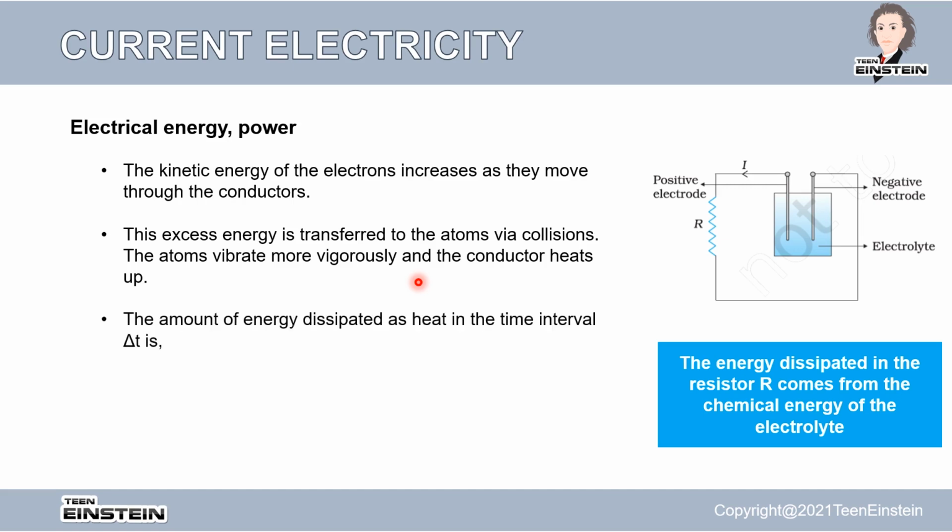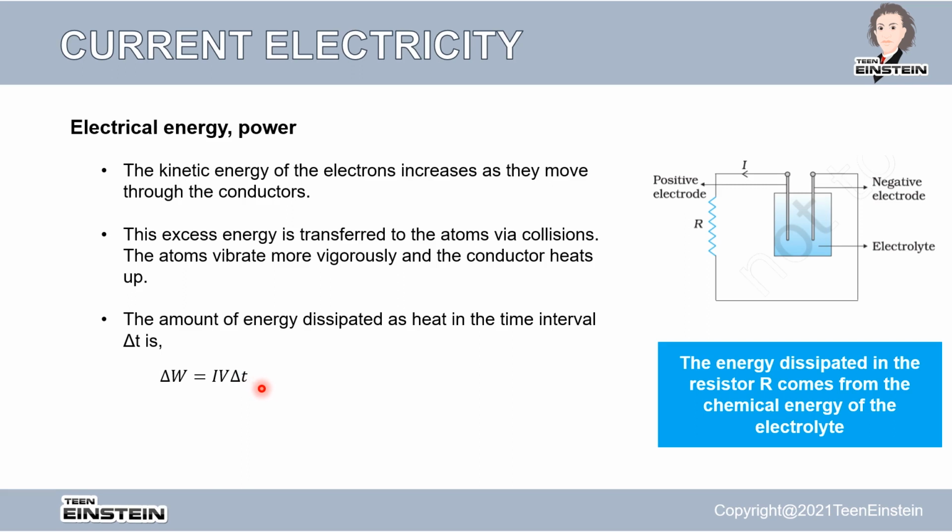And now this heat is actually wasted. That's why we call this heat dissipation. Because if you look at a current carrying wire, there is always some amount of heat that is wasted in the current carrying wire, and it is unwanted heat dissipation. So the amount of energy that is dissipated as heat in the time interval delta t is delta W equal to IV delta t.